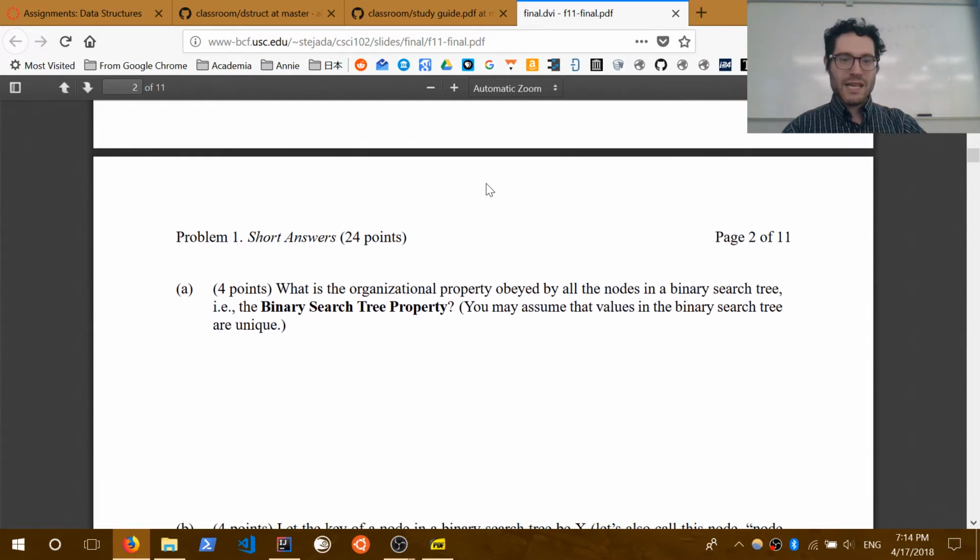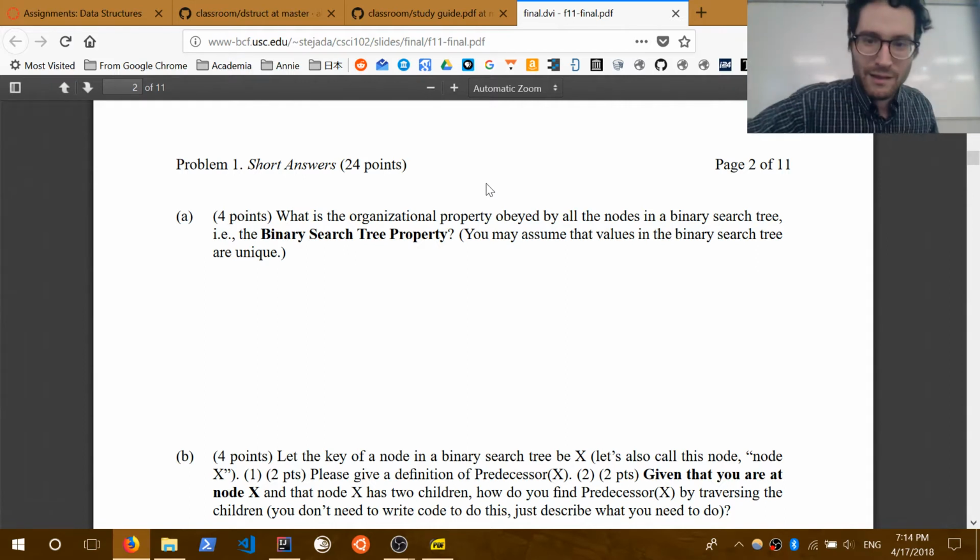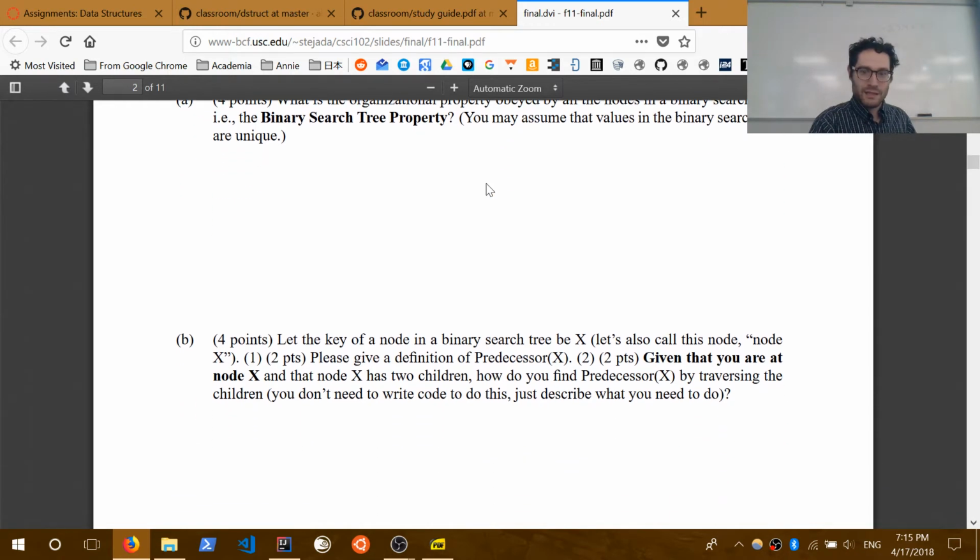Let's see. What is the organizational property obeyed by all nodes in a binary search tree, i.e. the binary search tree property? Again, they're going to use different terminology. But if you know your stuff, you can realize, oh wait, binary search trees, right? The big thing about binary search trees is that you've got a root node, and then you've got a left subtree and a right subtree. All the stuff that's less than the root node goes in the left subtree, and all the stuff that's bigger than the root node goes in the right subtree. And the final bit is that my left subtree and right subtree both also obey this property. That's what it comes down to for a binary search tree.